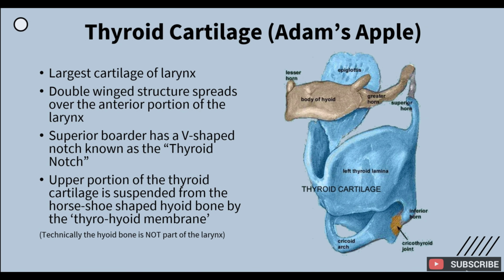Alright, so like I said, we're going to talk about the single cartilages first. The first one is the thyroid cartilage, and this is also known as the Adam's apple. It is the largest cartilage of the larynx, and it's a double-winged structure spreading over the anterior portion of the larynx. The superior border has a V-shaped notch known as the thyroid notch, and the upper portion of the thyroid cartilage is suspended from the horseshoe-shaped hyoid bone by the thyrohyoid membrane.